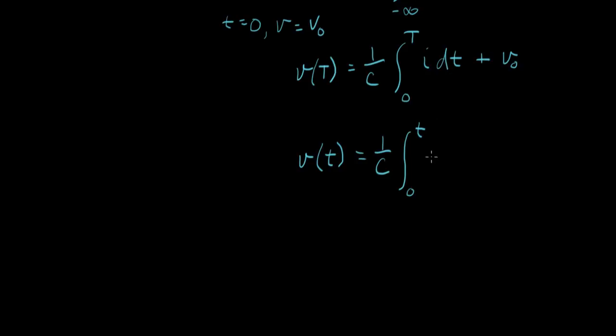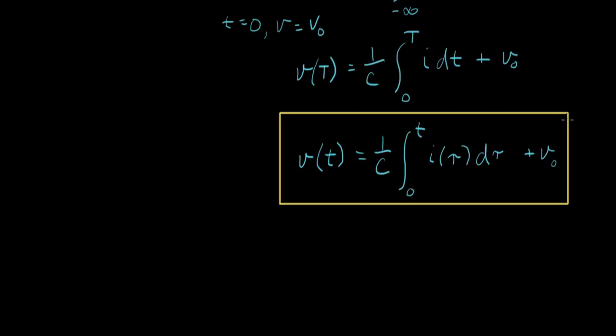And now I need to make up a new replacement for this t that's inside here. I can call it something else. I'll call it tau. This is basically just a little fake variable, d tau, plus V naught. And now we finally have it, this is the integral form of the capacitor equation.